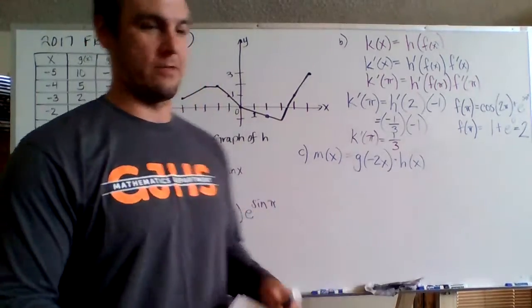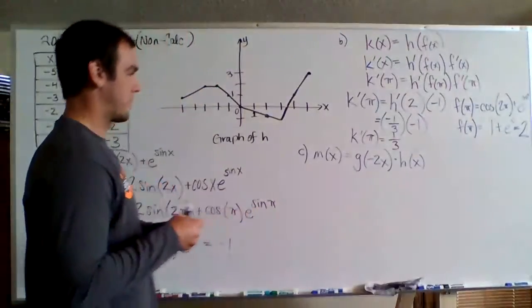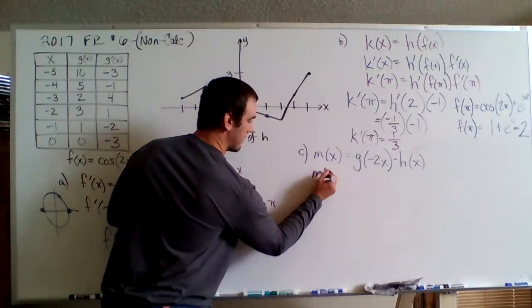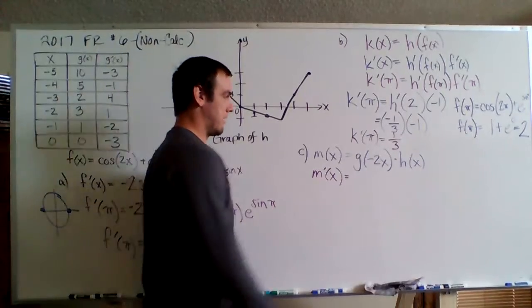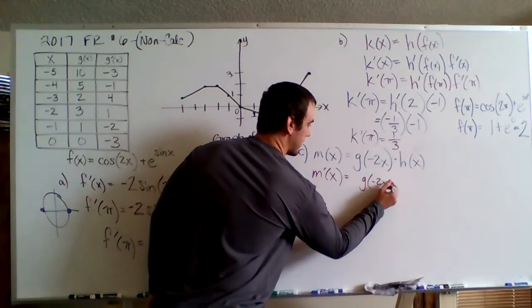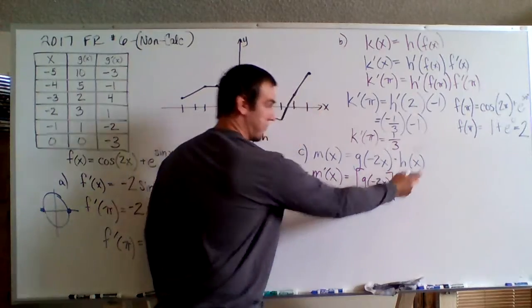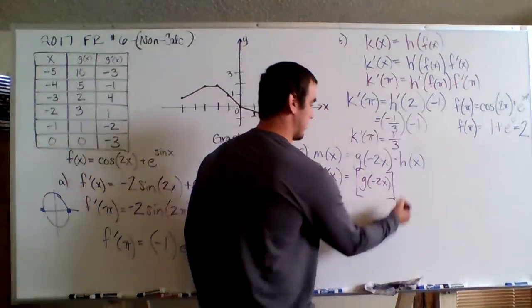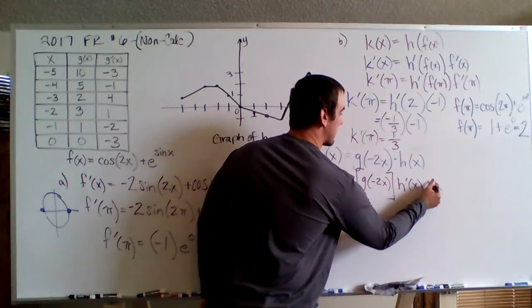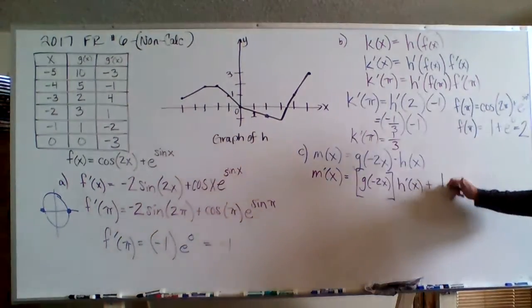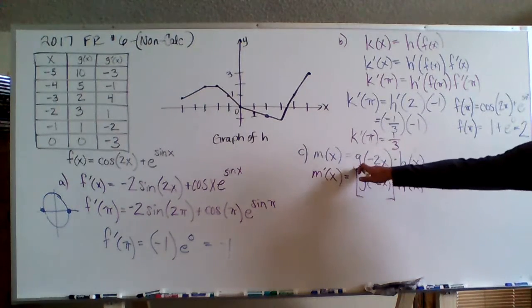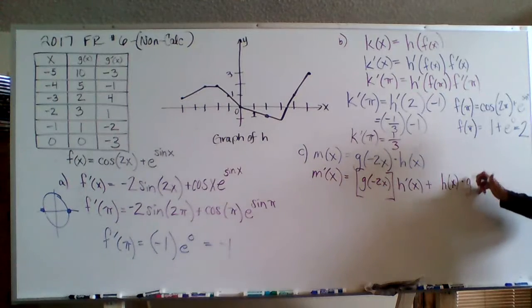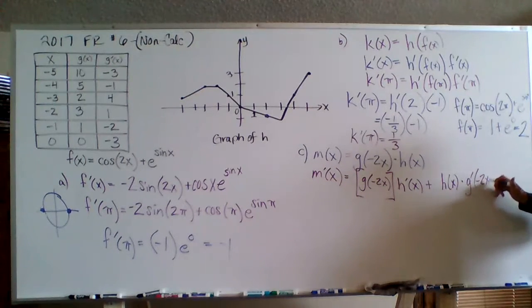Okay, so we have to find the derivative again. So m prime of x. We all kind of do this the same way. You take the first times the derivative of the second, which is going to be h prime, plus the second times the derivative of the first. So the derivative of g of -2x is going to be g prime of -2x times the derivative of the inside, which is going to be a -2.